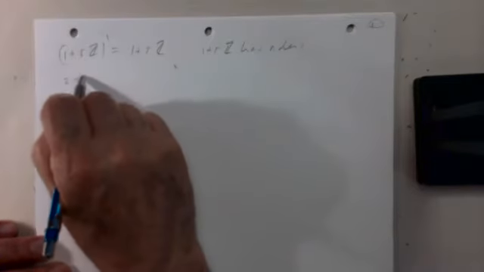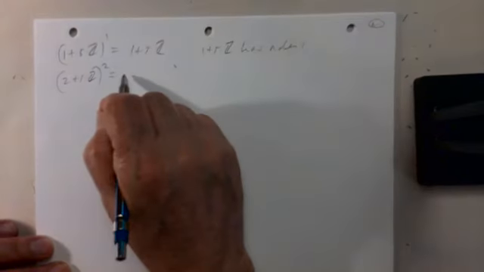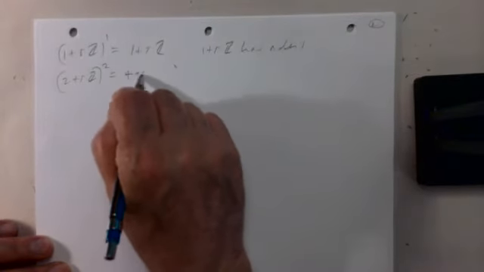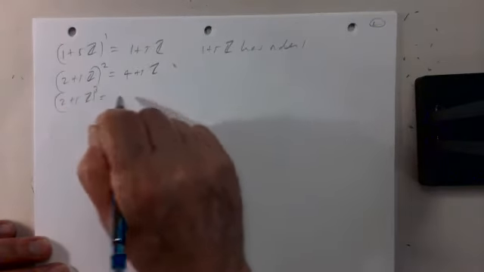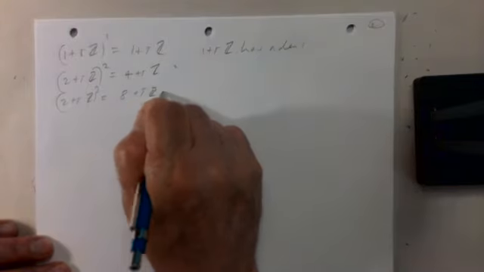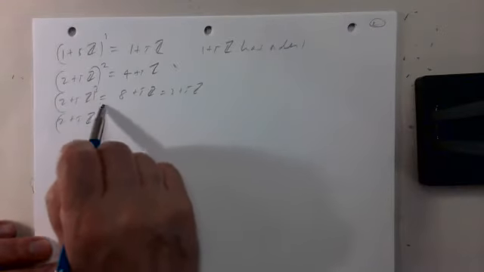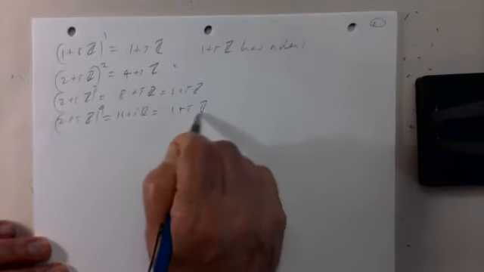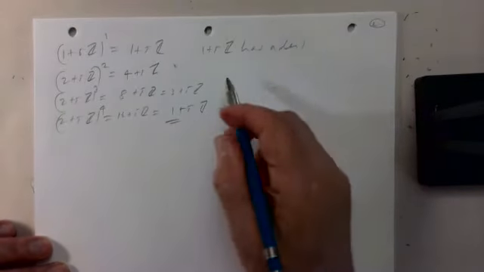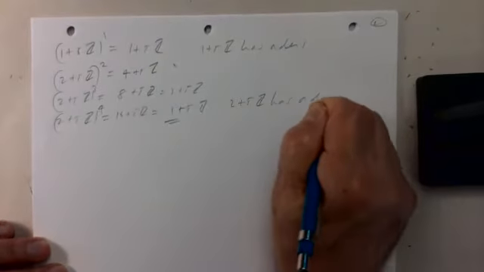What about 2 plus 5z? Well, 2 plus 5z squared is 4 plus 5z. 2 plus 5z cubed is 8 plus 5z, which is 3 plus 5z. 2 plus 5z to the 4th is 16 plus 5z, which is 1 plus 5z. So finally, we get 1 plus 5z. So 2 plus 5z has order 4 in this group.